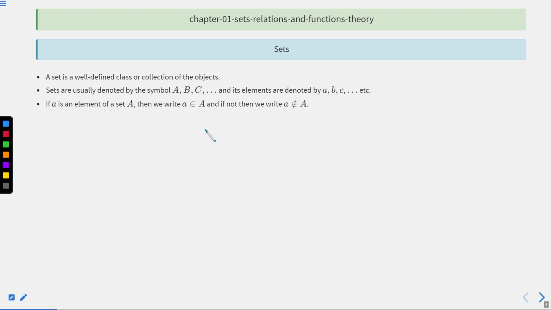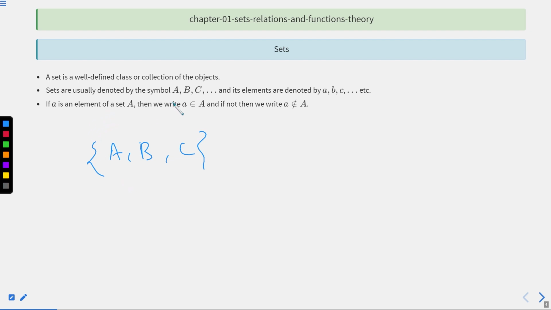First, we have to define sets. What is a set? A set is a well-defined class or collection of objects. Suppose we have certain objects A, B, C, right? A is some apple, B banana, C some cat. So we have to make a group of different things. So we will define these things as a set. So a set is a well-defined class or collection of objects.